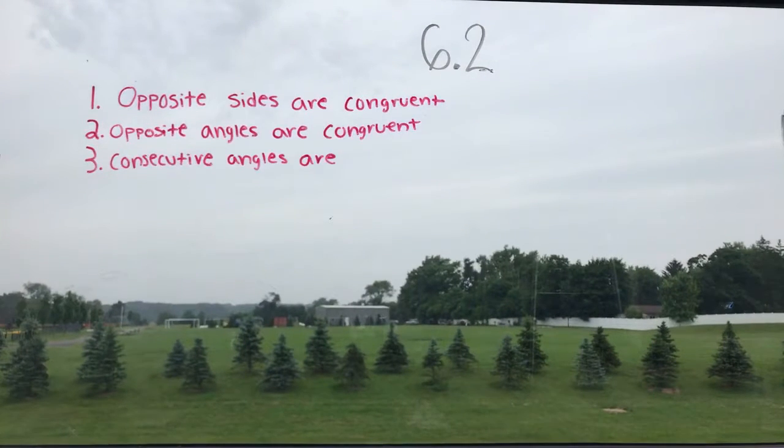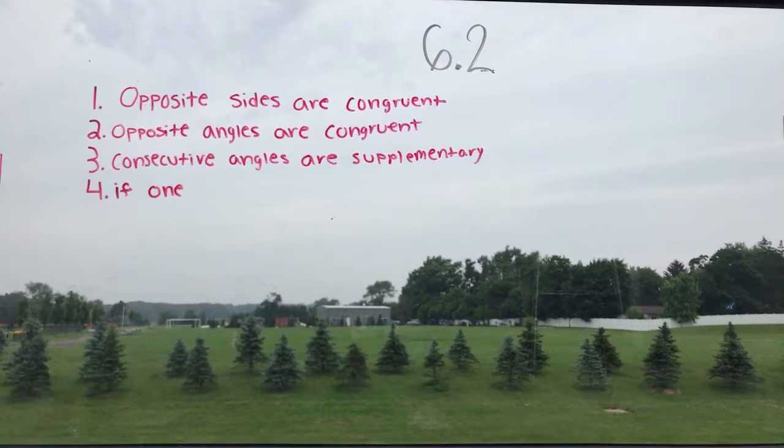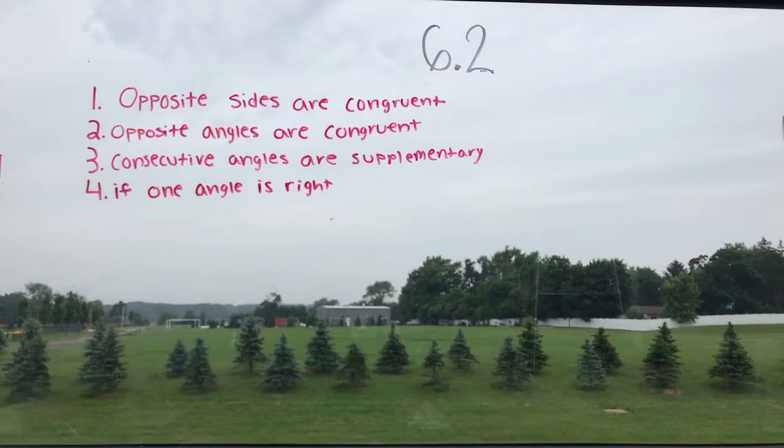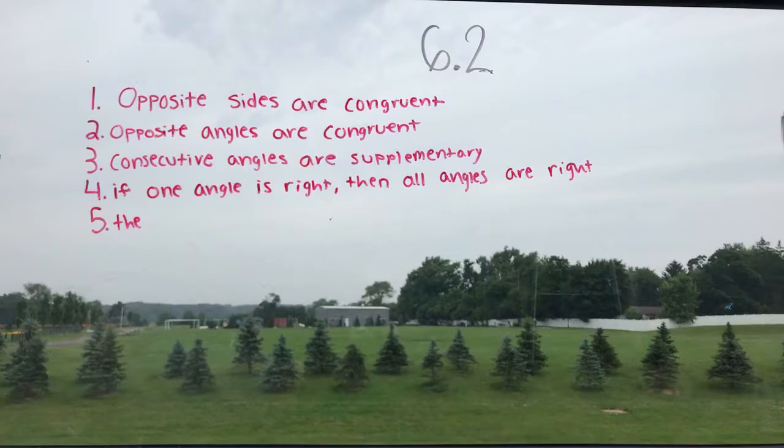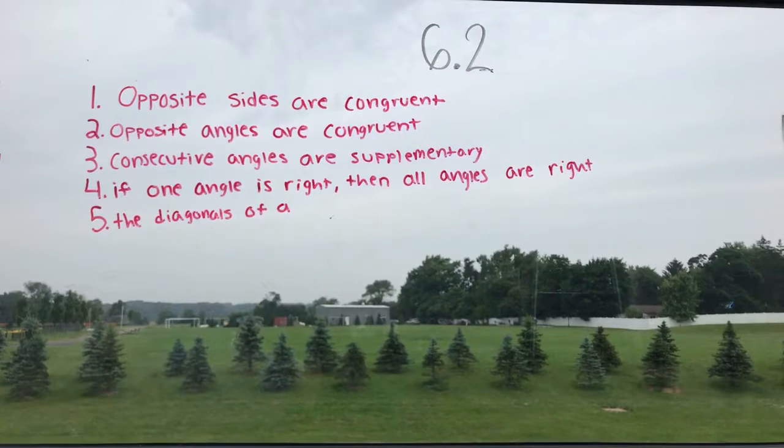Properties of parallelograms. Opposite sides are congruent. Opposite angles are congruent. Consecutive angles are supplementary. If one angle is right, then all angles are right.